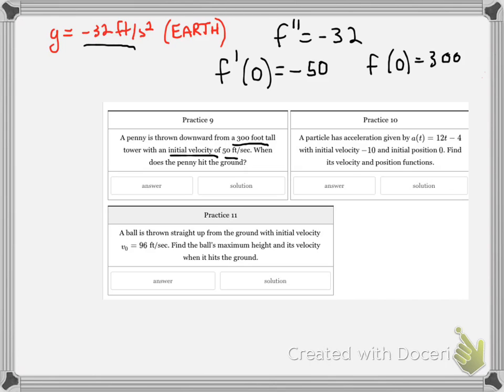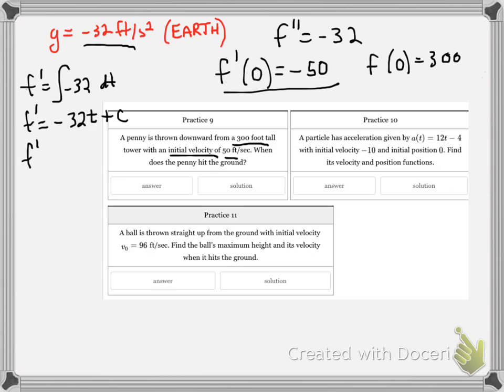So the integral of negative 32 dt gives us the velocity. The integral of negative 32 is negative 32t plus c. That's where we can use our initial velocity of negative 50. Since it's at 0, we know that c is just going to be negative 50.